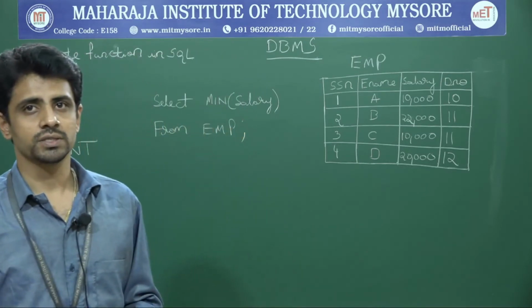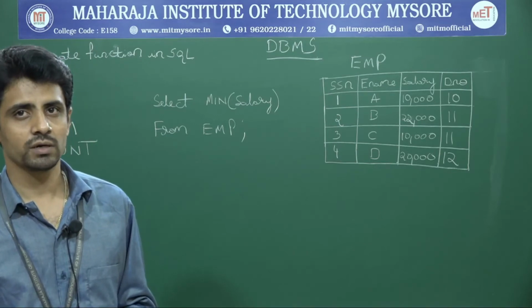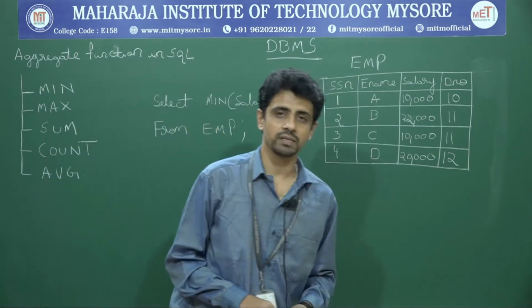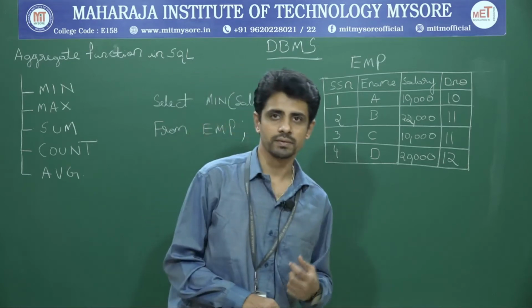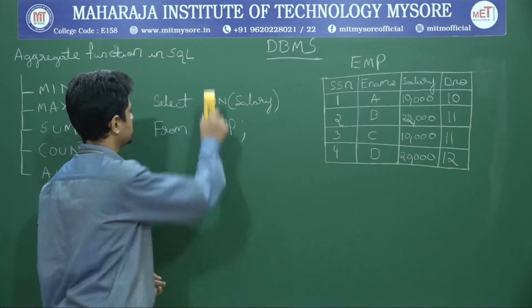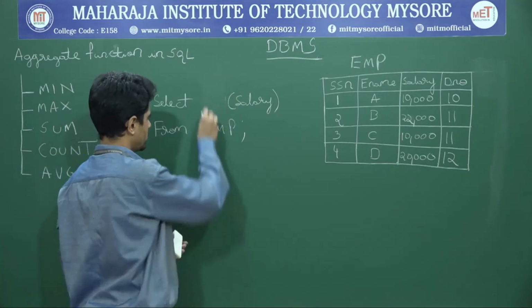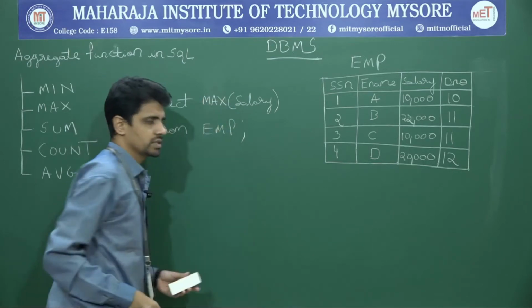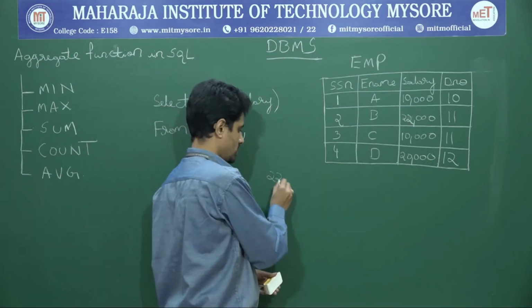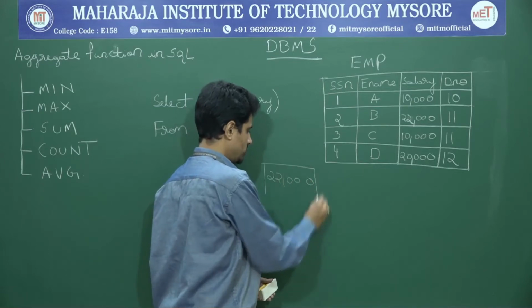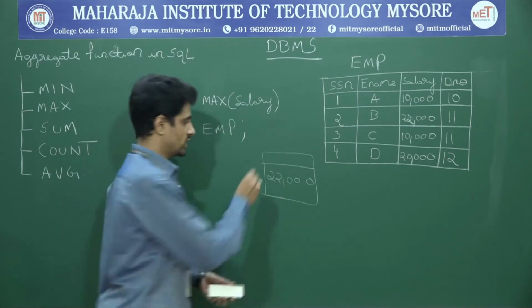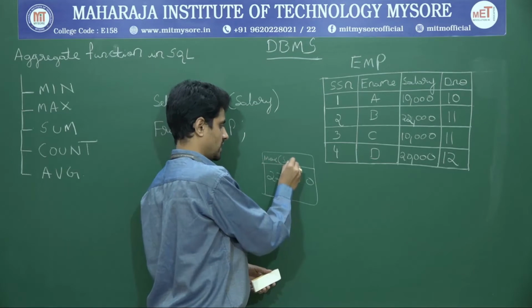To apply this aggregate function, the first thing you need to understand is that it should be of a compatible type. Salary is of integers, so can I apply the minimum function to integers? Of course yes. Then, as we have min, I can also apply max, and it will give me the output as 22,000. What will the column name be? It will be displayed as max of salary itself, or max underscore salary.